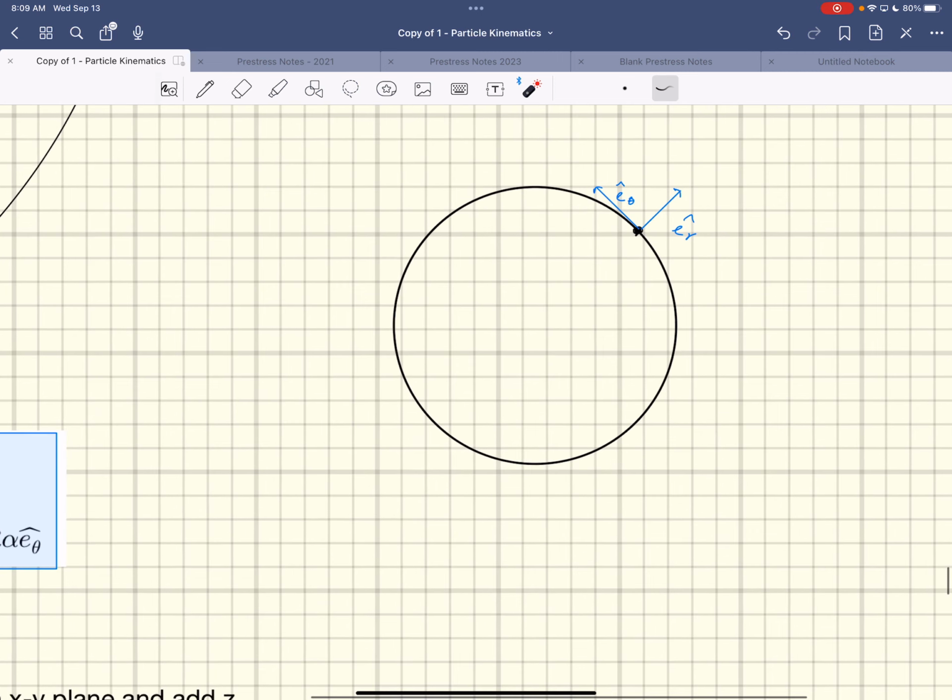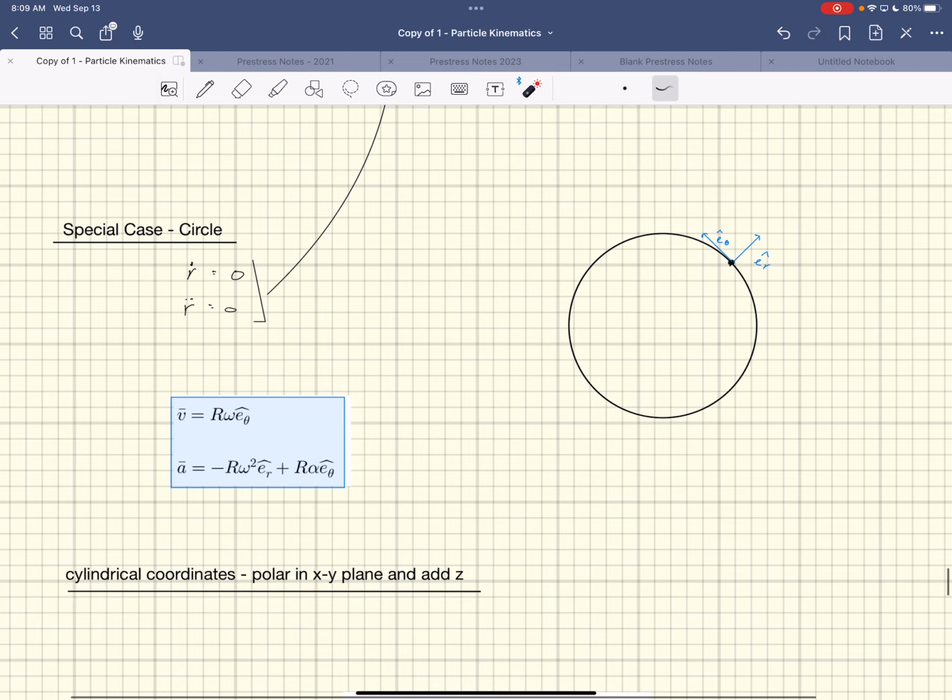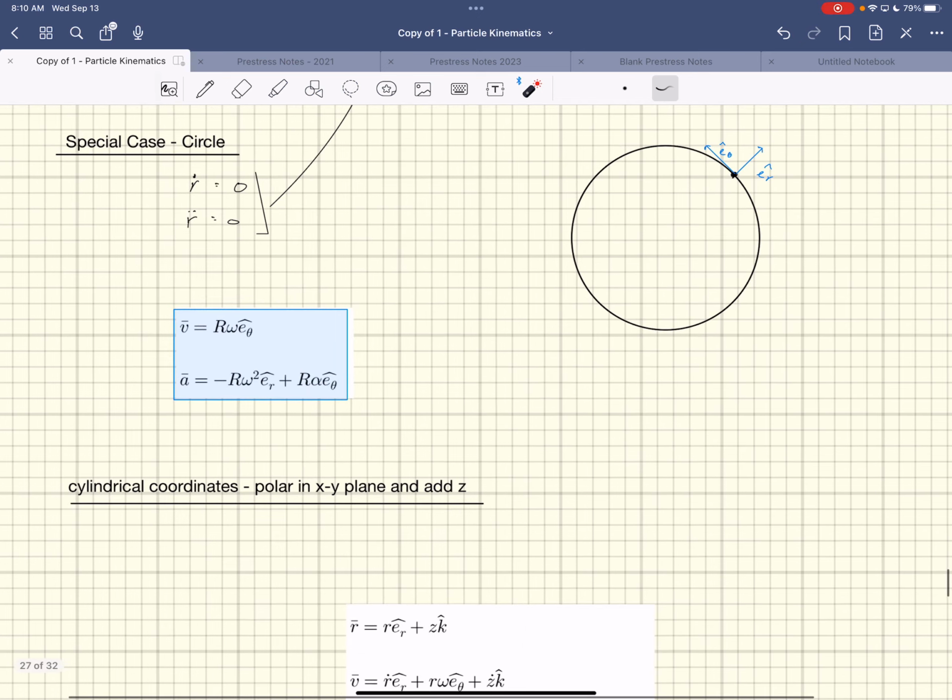The reason for that: in the normal tangent coordinate system, you'd have tangent going like this, and your EN hat would be pointed back towards the middle, so it had a positive acceleration term for the R omega squared. And this is negative because ER is going out, and then your acceleration term is going in, so you end up with that negative out front. So just make note of that. If you're doing a problem and it is a circle, you can use either coordinate system. You can use normal tangent or polar coordinates. Your choice.